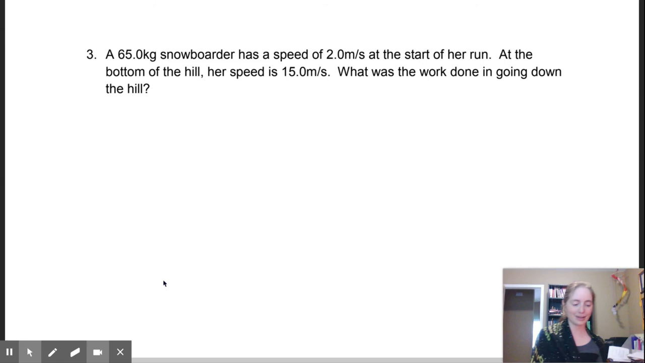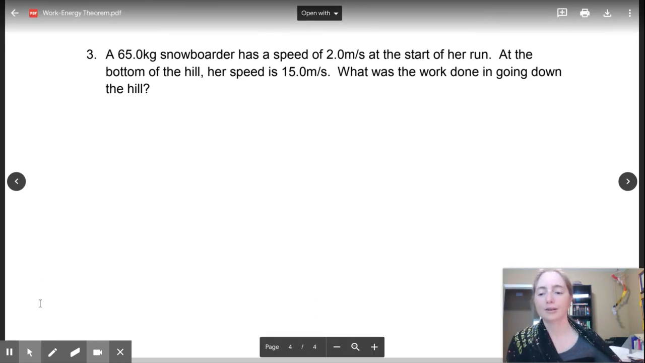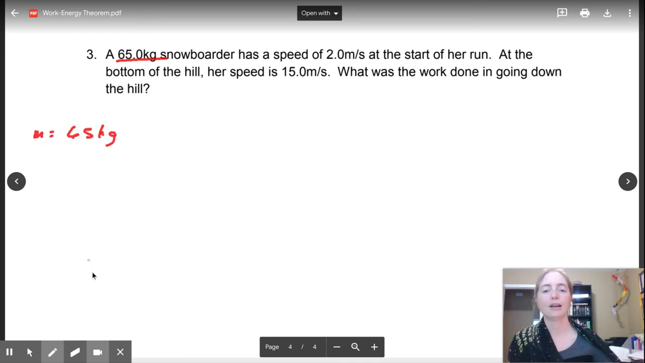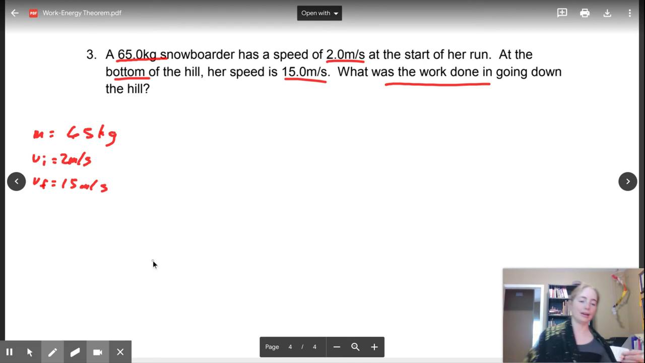Question number 3. All right. So we have a 65 kilogram snowboarder. So we have our mass. She has a speed of 2 meters per second at the start of her run, so her initial speed is 2 meters per second. At the bottom of the hill, she has a speed of 15 meters per second. What was the work done going down the hill?